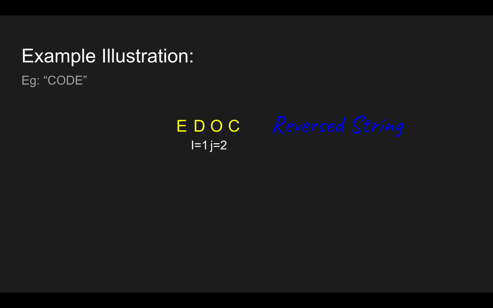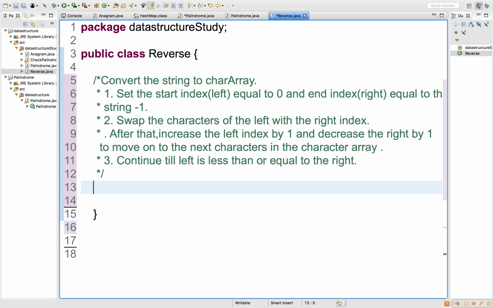Let's go to an IDE. I have already created a class called Reverse. Let's start with writing a function. A static function, return type String. Let's name it reverseString. String parameter, let's name it inputString.